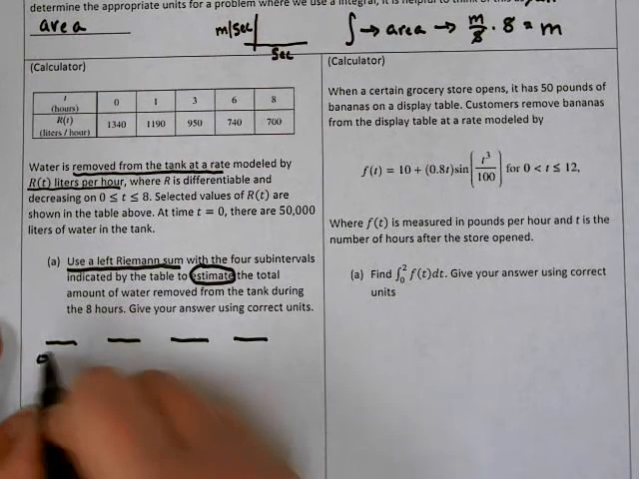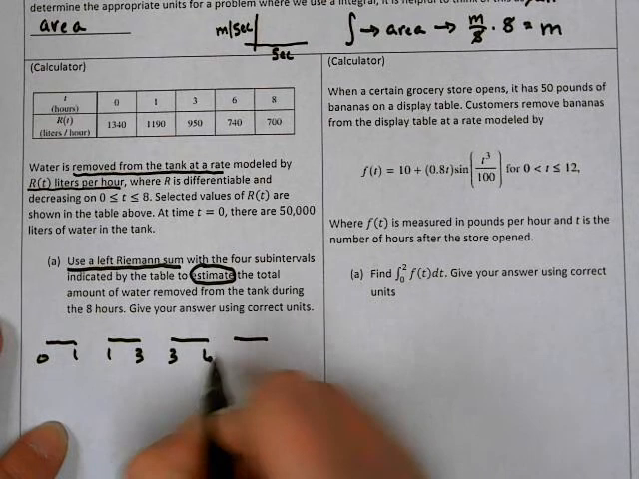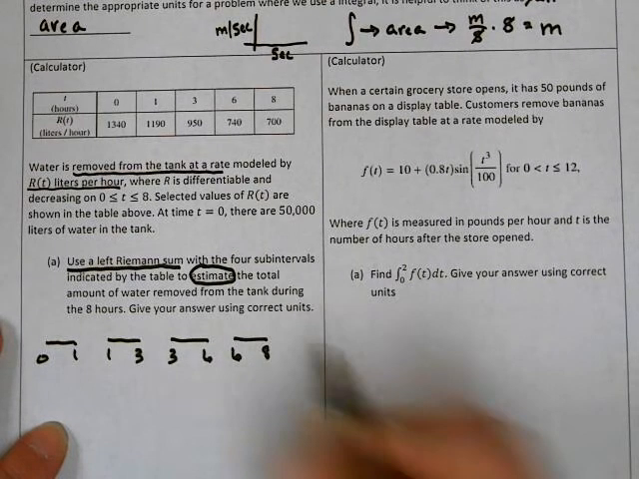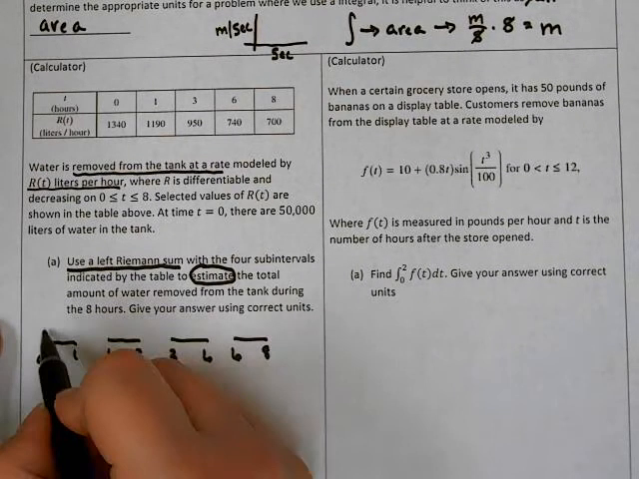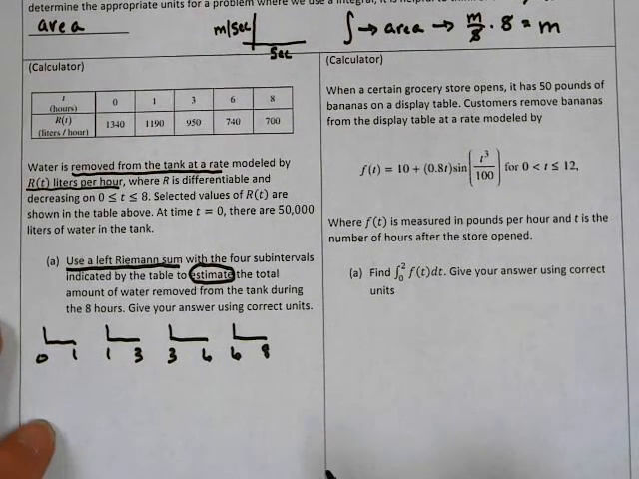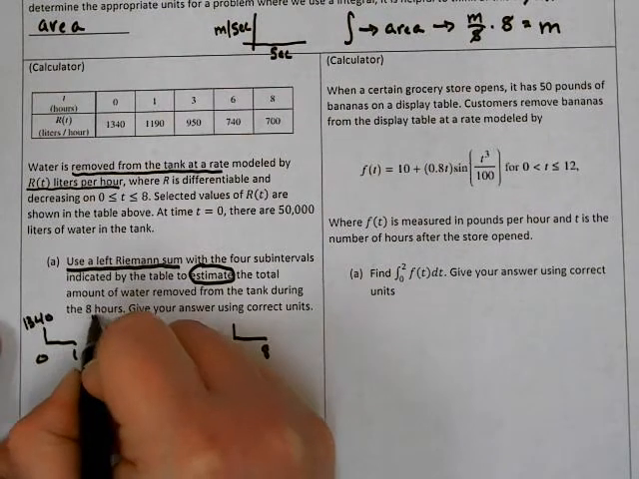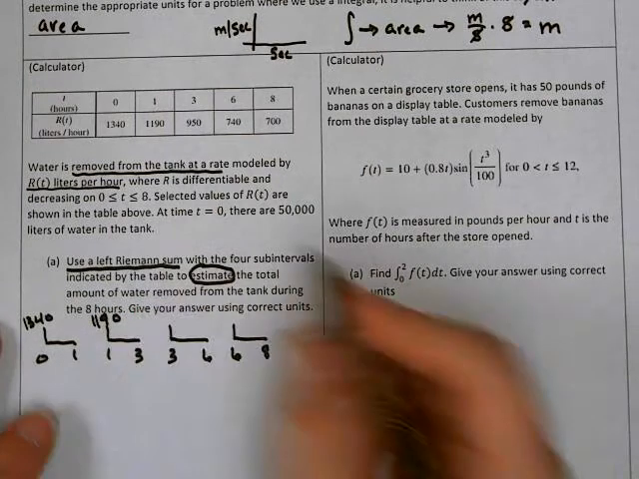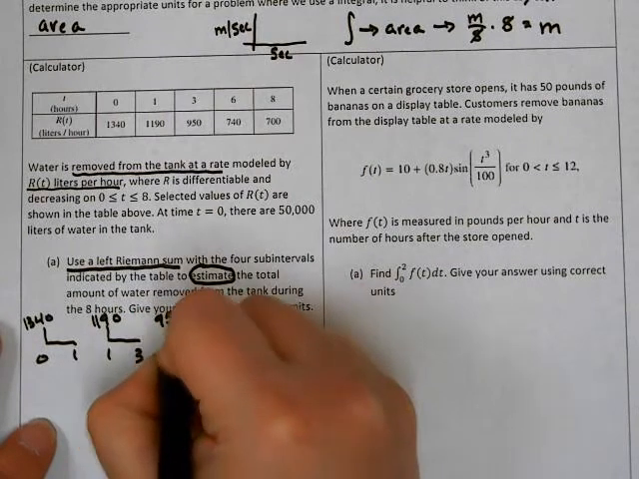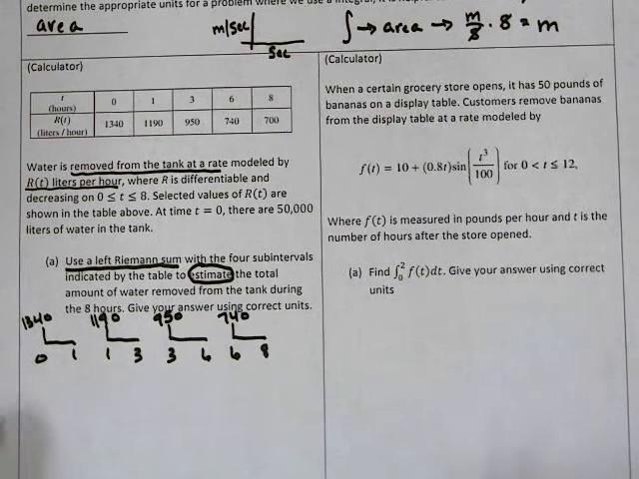So we're going to go from 0 to 1, 1 to 3, 3 to 6, and 6 to 8. And we want a left Riemann sum, which means I'm going to use my left endpoints as my heights. So let's see, 1340, 1190, 950, and 740. And then we can find the area.